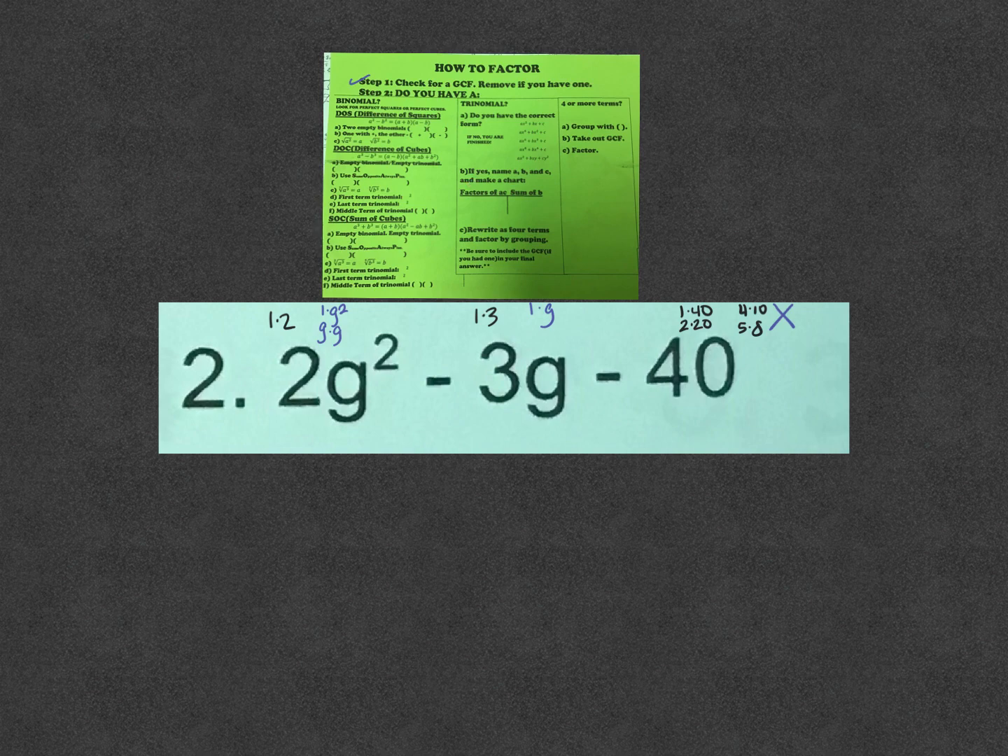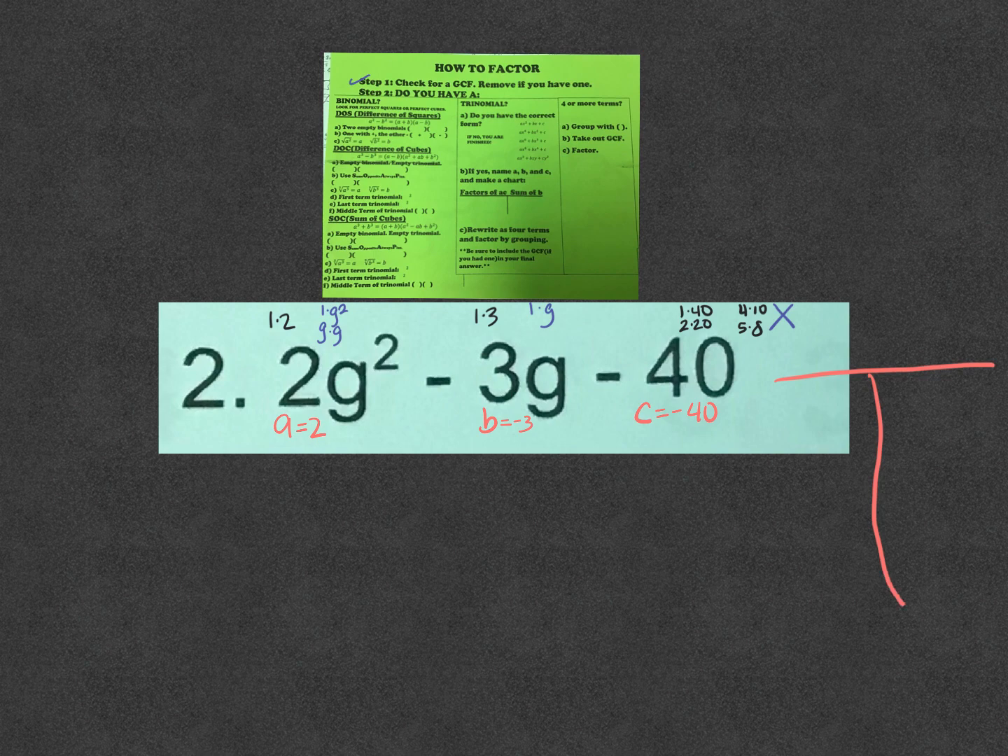If yes, name A, B, and C and make a chart. So let's name A, B, and C. A is 2 because it's a g squared. B is negative 3. And C is negative 40. And then it says to make your chart. So over here will be my chart.